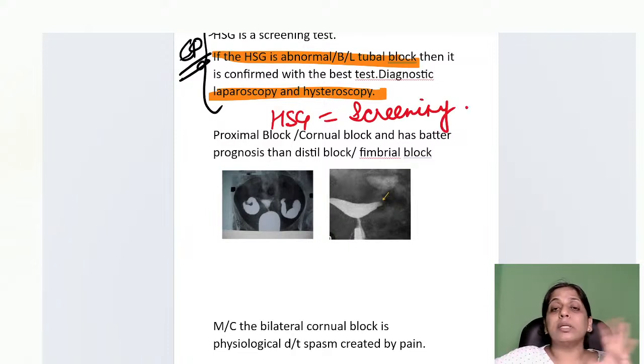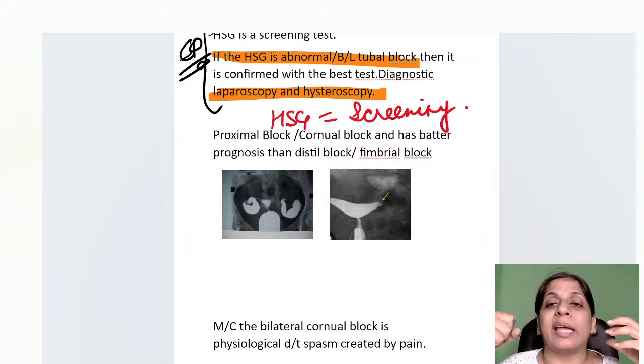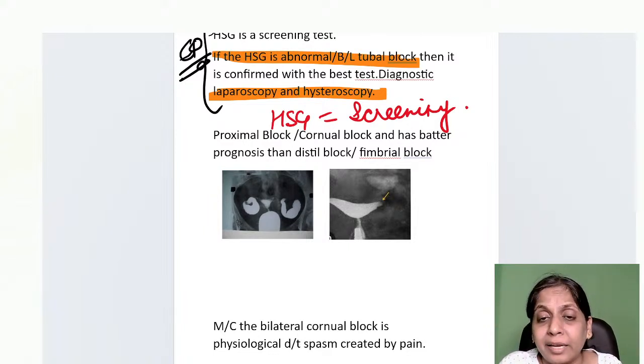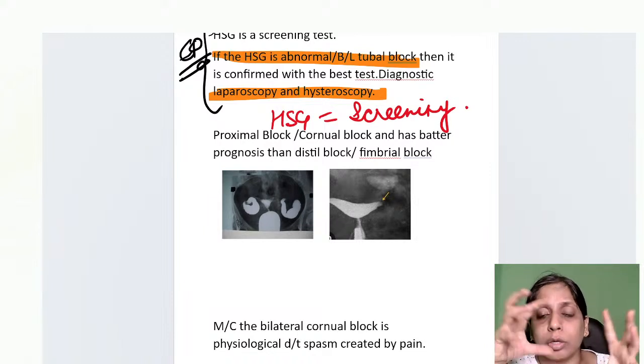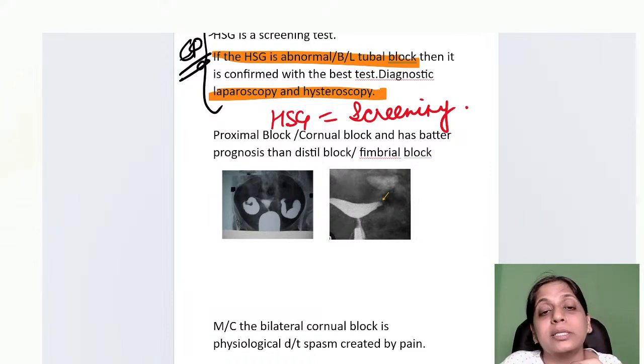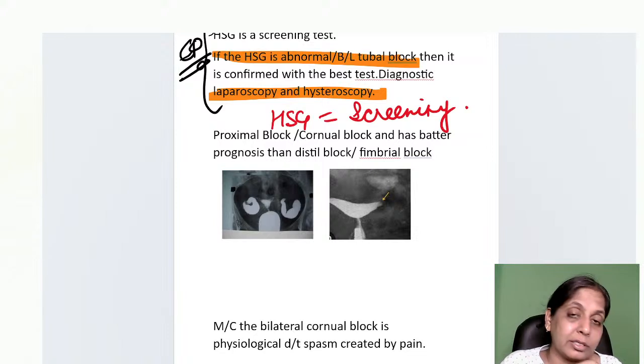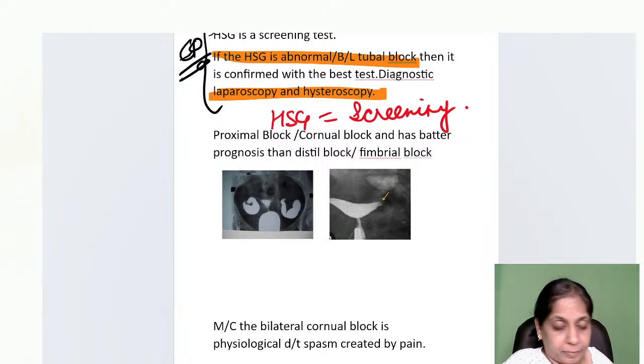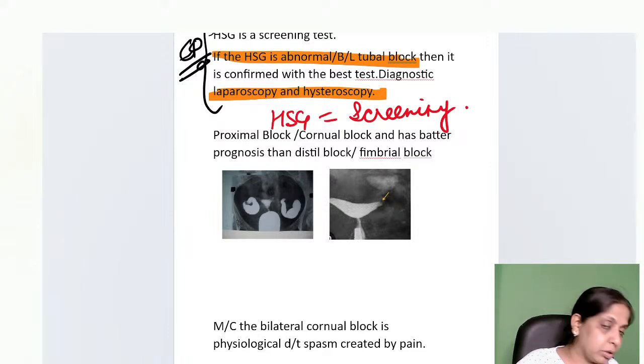Both the cornua have sphincters at their end. So out of the pain which is caused by HSG, the cornual sphincters get closed, and there is a lot of pain.